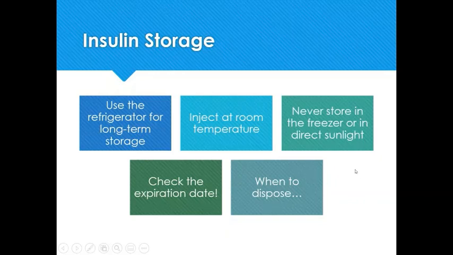Now we want to talk about insulin storage. Use the refrigerator for long-term insulin storage. As we discussed previously, bring insulin to room temperature for injection. Never store in the freezer or in direct sunlight, and always check expiration dates. Also dispose 28 days after initial use.